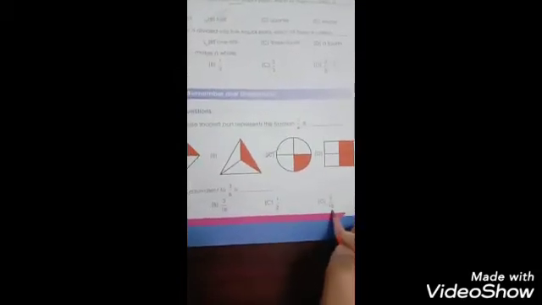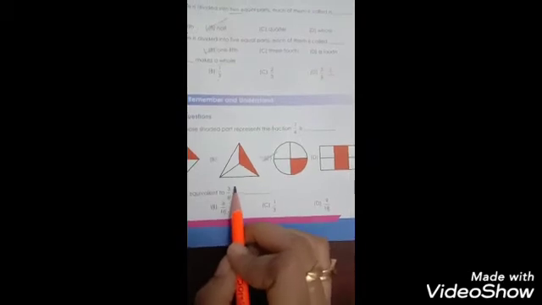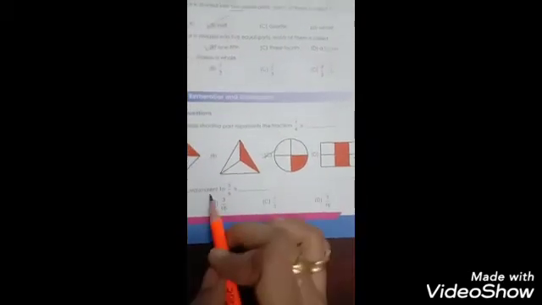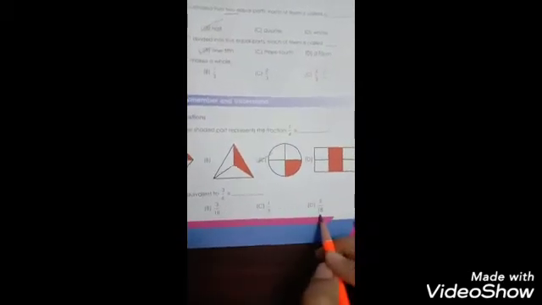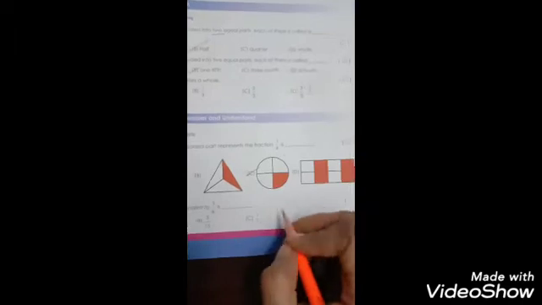Number D, 9 by 18. Now see, D is the correct answer. Why? When you multiply 3 into 3, you will get 9. When you multiply 6 into 3, you will get 18. So 9 by 18 is equivalent to 3 by 6. So number D is the correct answer.